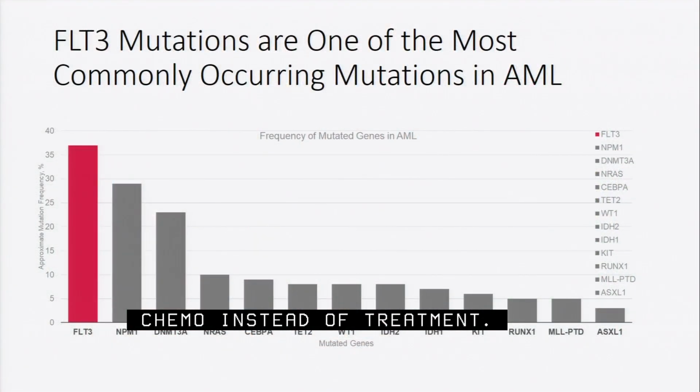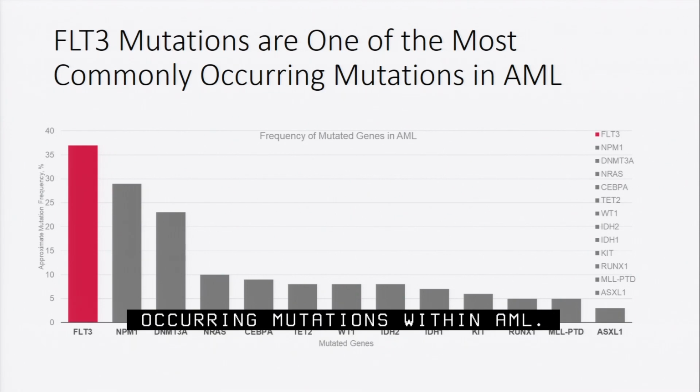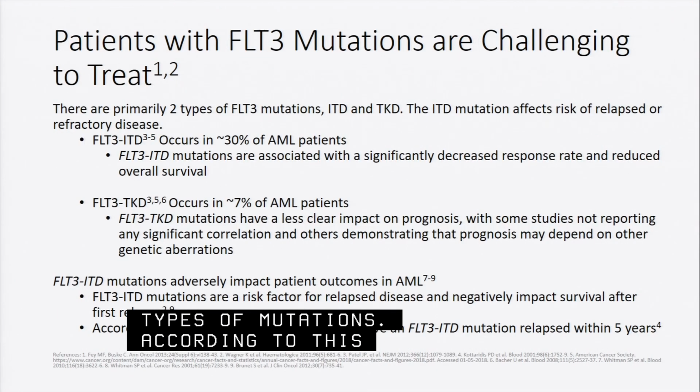Speaking of FLT3, I'm going to say FLT3 a lot in this presentation. It is one of the most commonly occurring mutations within AML. AML is a very heterogeneous disease, meaning there are lots of different types of mutations, but according to this statistic, about 37% of the patients will have a FLT3 mutation. And it's just not that simple.